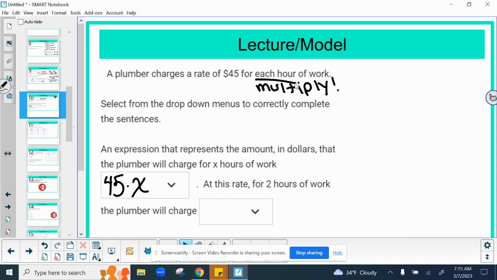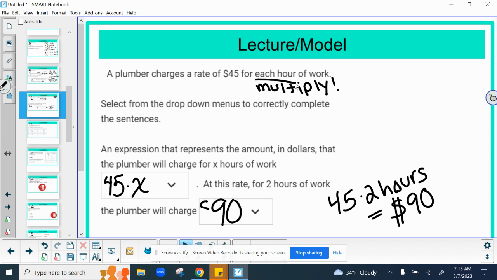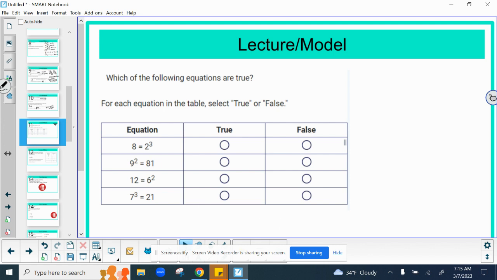At this rate, for 2 hours of work, the plumber will charge $45. So we're plugging in 2 hours for the hours of work, 45 times 2 hours is $90. All right, let's move on. All right, we got 2 more.